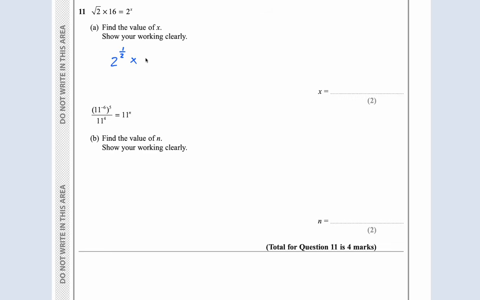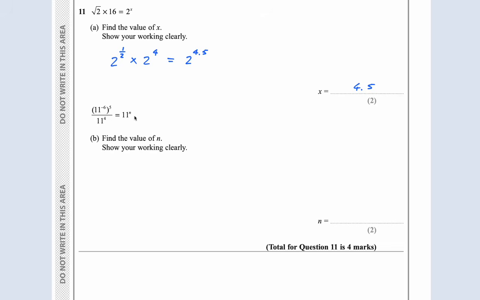And 16 is 2 to the power of 4, because 2 times 2 times 2 times 2 is 16. And then, because the base is the same, I can just add the powers. So 2 to the power of a half times 2 to the power of 4 is 2 to the power of 4.5. That's the answer, 4.5, or 9 over 2.